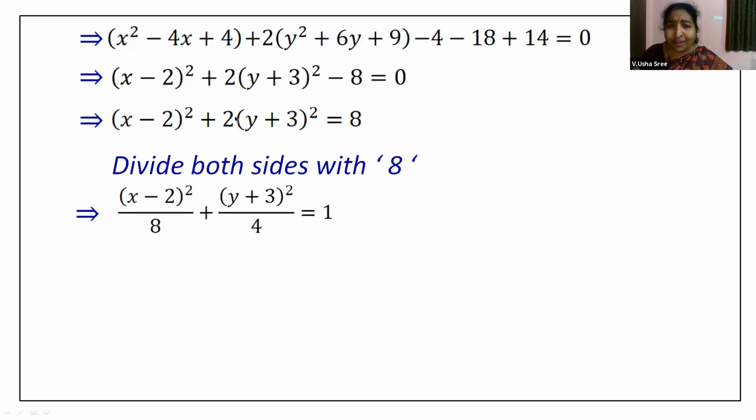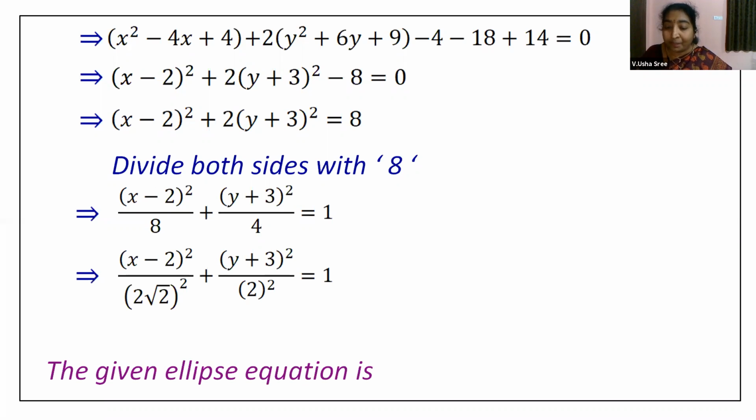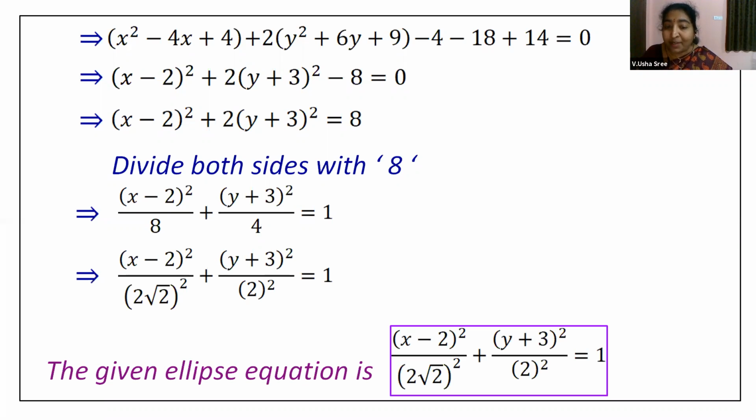Why is it 4, children? 2 by 8, which is nothing but 4, is equal to 1. Right? 8 can always be taken as 2 root 2 whole square, which is 8. 2 square is 4, so we are just writing it in the same way. Then the ellipse equation we have to write will be (x minus 2) whole square by (2 root 2) whole square plus (y plus 3) whole square by 2 square is equal to 1.